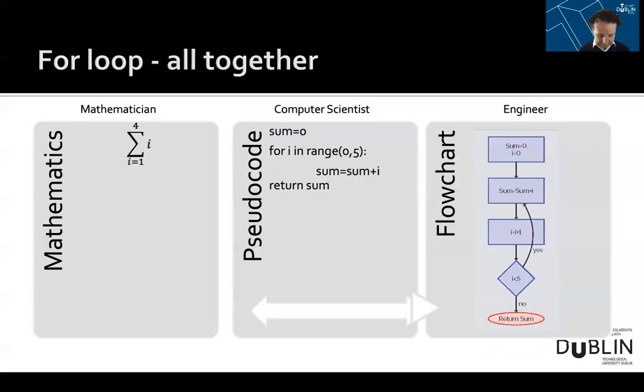So once again, we have how a mathematician would look at it, how computer science would look at it in pseudocode, and our flowchart. Yeah? The flowchart makes most sense. You see that? You go down and back up. That's repeat, repeat, until you make a decision.